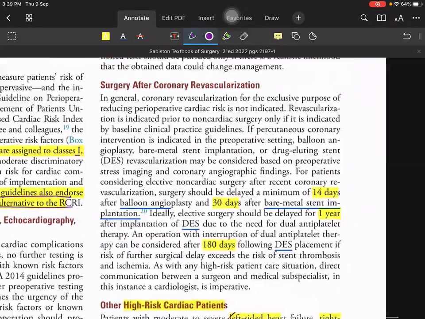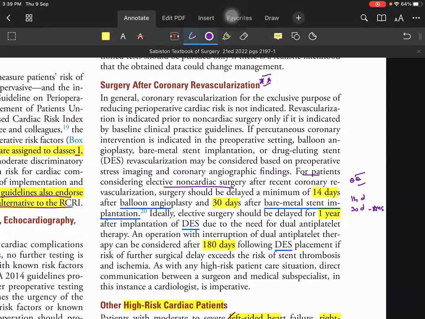So these are patients already having some coronary revascularization, having some stent. So they are planned for some elective surgeries. So how much time they have to be delayed? That is a very important MCQ. Elective non-cardiac surgery after recent coronary revascularization should be delayed a minimum of 14 days for balloon angioplasty, and 30 days for bare metal stent.